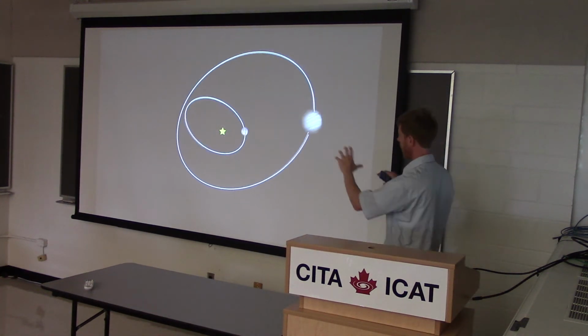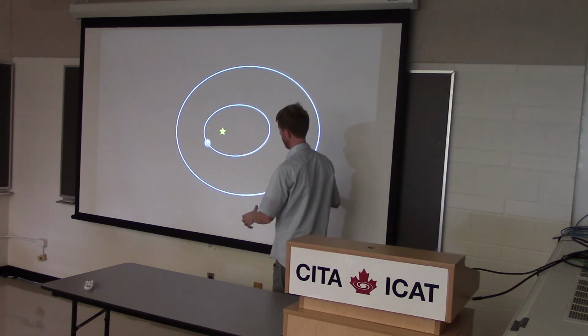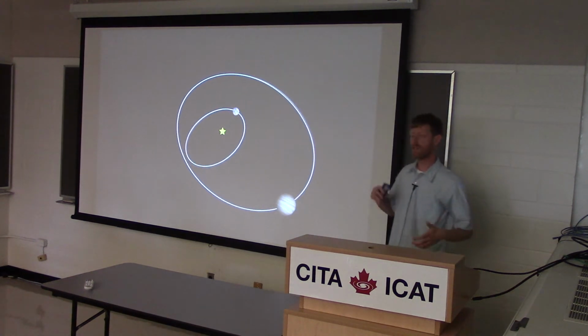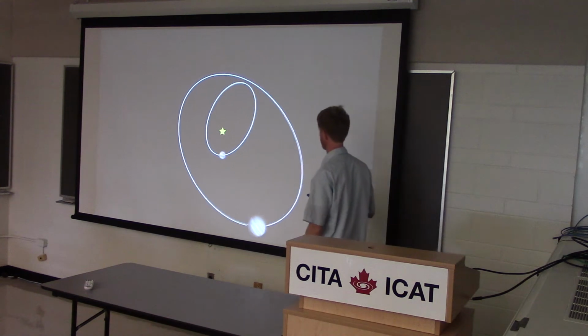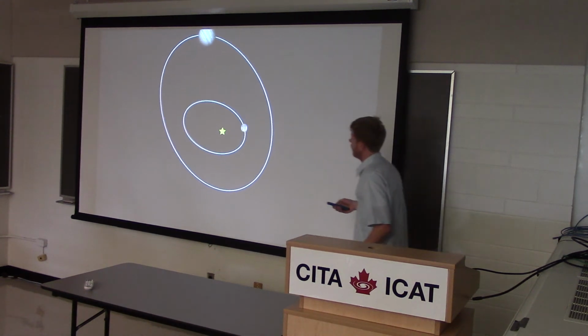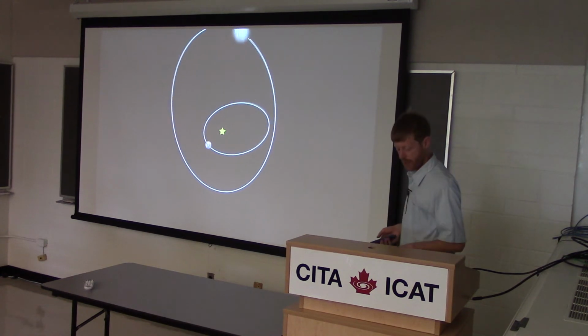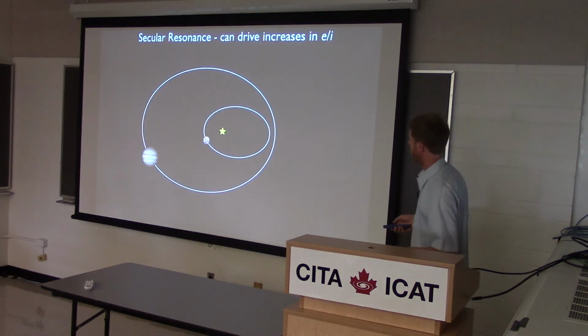And the elliptical path that these two bodies take around the sun slowly precess over time. And they precess in our own solar system on periods of tens of thousands of years, roughly to hundreds of thousands of years, depending on where you are. And so that happens for every planet in our solar system. And this introduces the idea of the secular resonance.